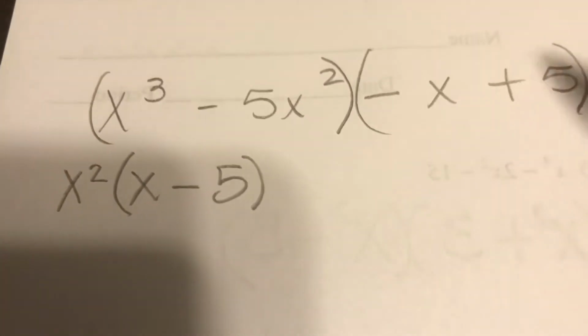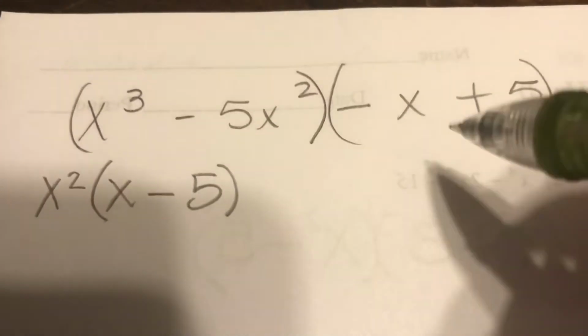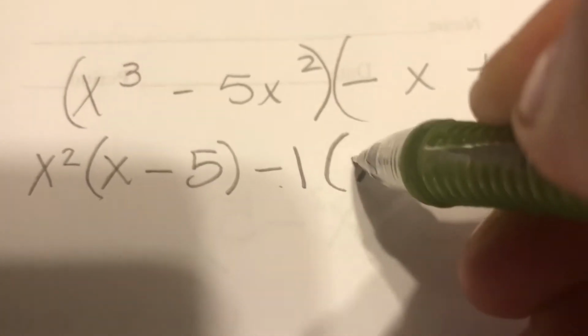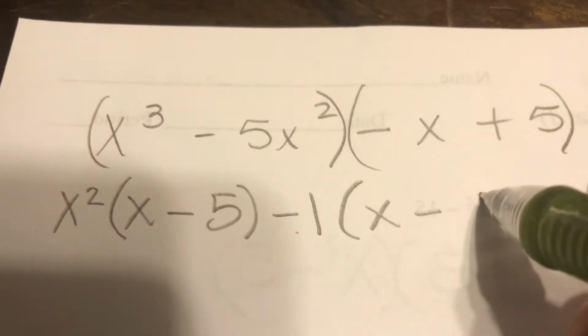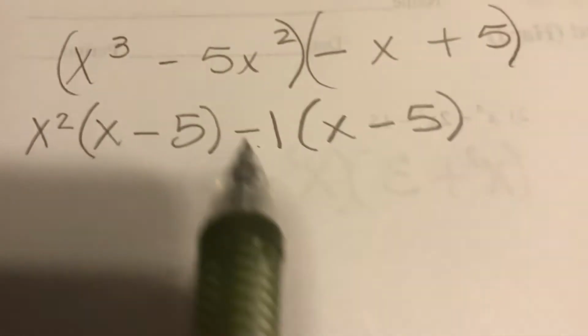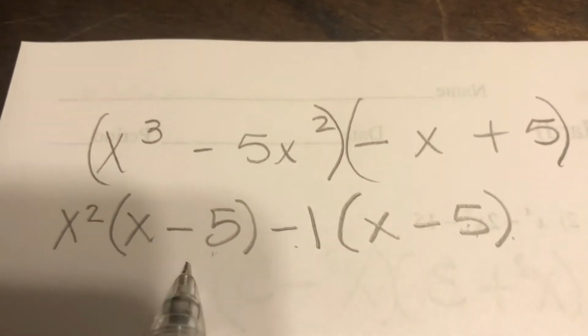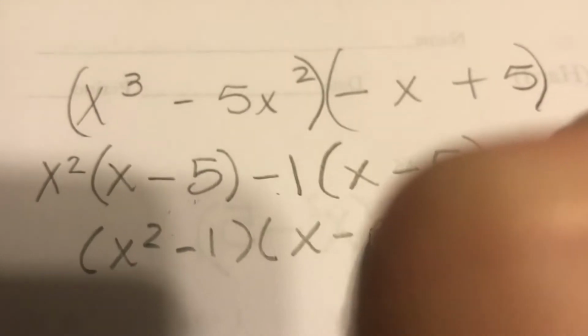And I'm going to pull this out as a negative 1 right here because they don't have anything in common other than 1. But I'm going to pull it out as a negative 1 because when I pull out that negative 1, negative 1 times x would give me negative x, which is what I need. And then negative 1 times negative 5 would give me that positive 5. But notice that makes it to where my parentheses are still the same. Okay? Then I'm going to regroup. X squared minus 1 times x minus 5.